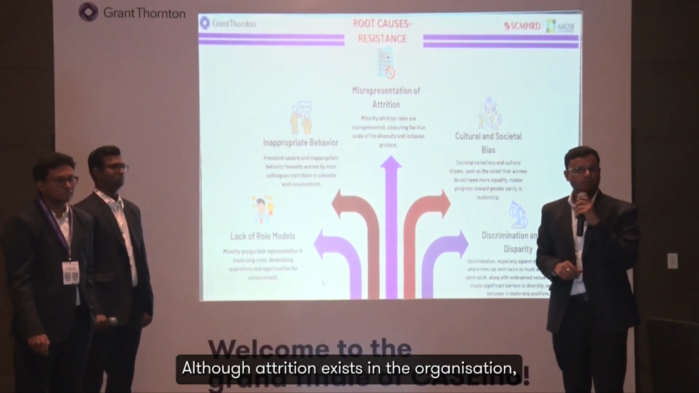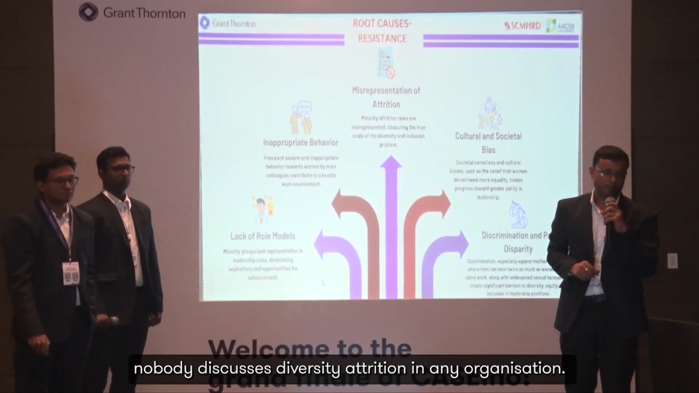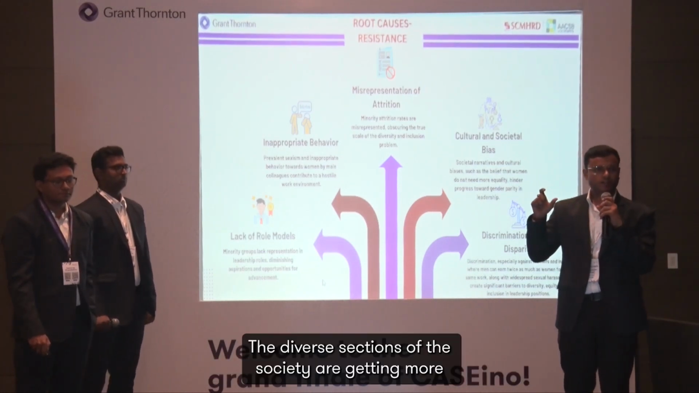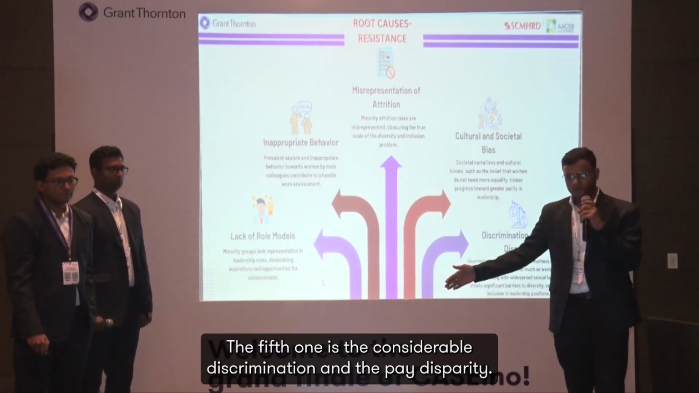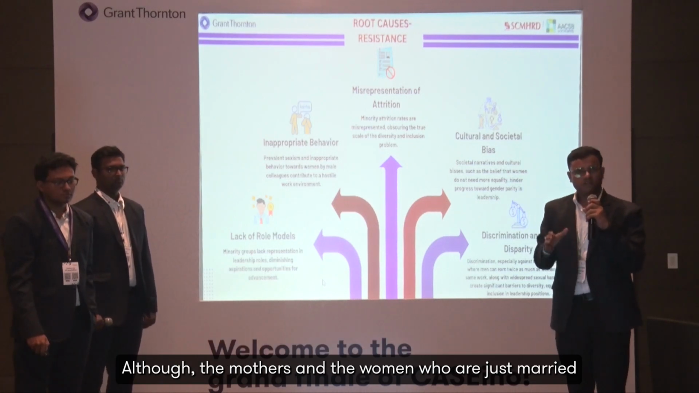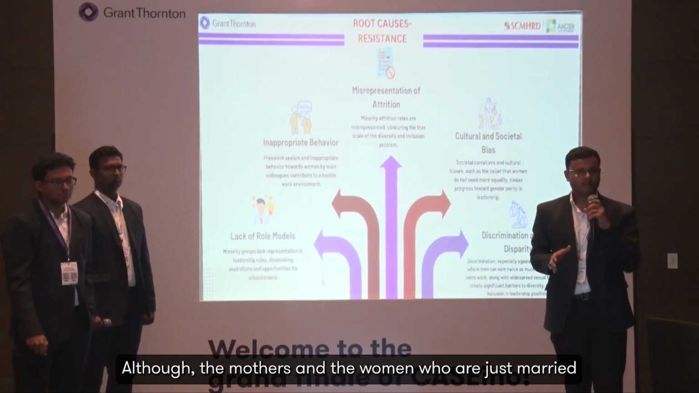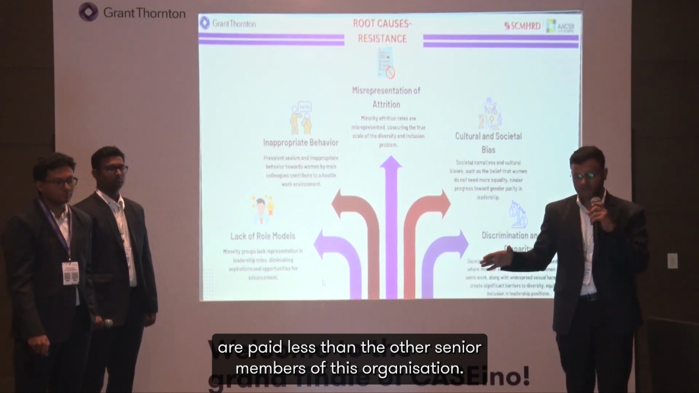Although the attrition is there in the organization, nobody is saying what the diversity attrition is in any organization. The diverse sections of society are getting rolled off their positions more than the other members. And the fifth one is the large discrimination and pay disparity. Mothers and women who are just married are getting paid less than the other senior members of this organization.